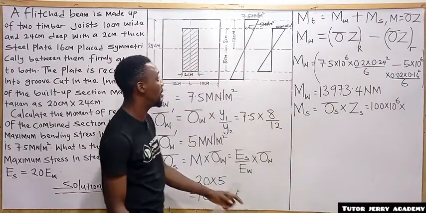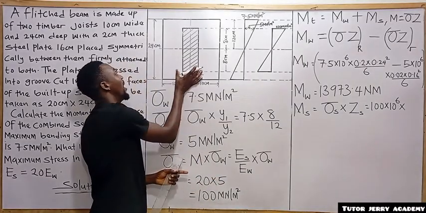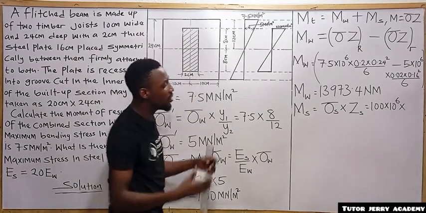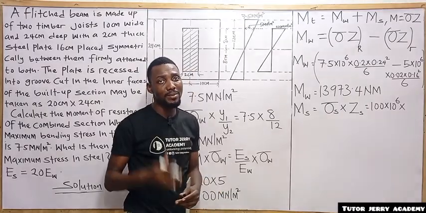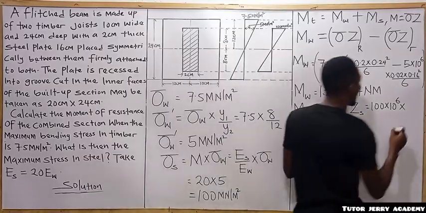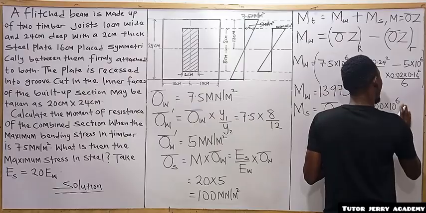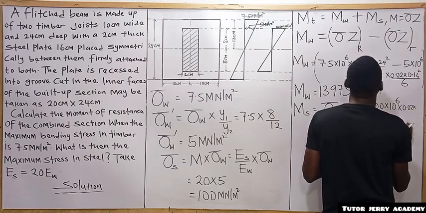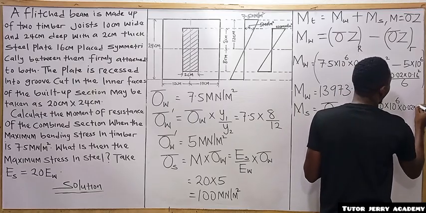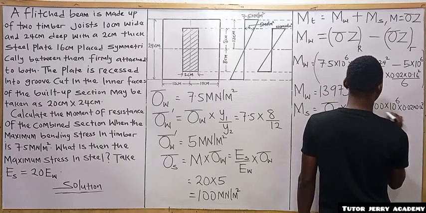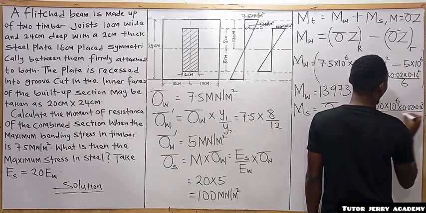Our section modulus of the steel here, it is still a rectangle, and we refer back to this section here, that is 2 by 16. So it is still base multiplied by depth squared divided by 6. So the base is going to be 0.02 multiplied by 16 there, that is 0.16 squared, then divided by 6, right? So you can just put everything divided by 6.